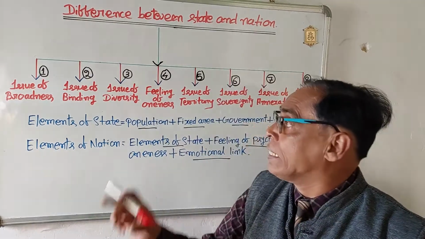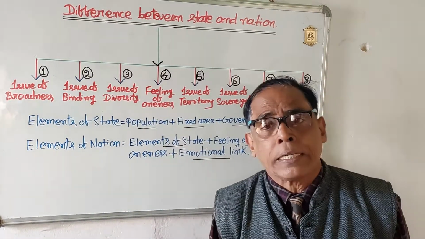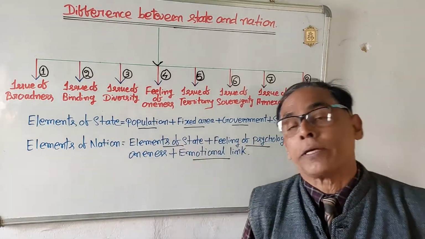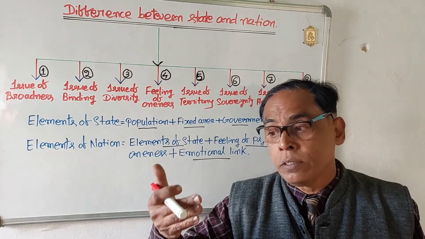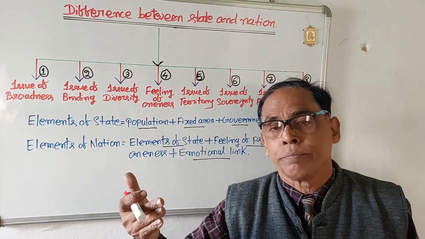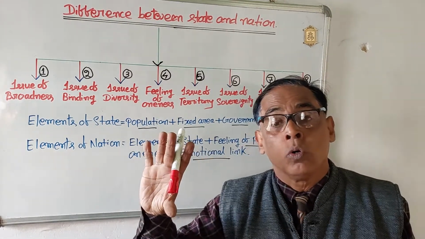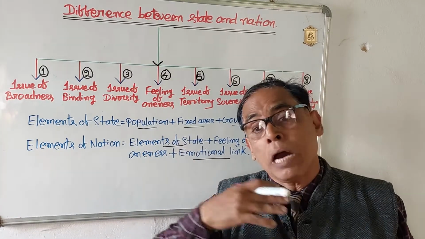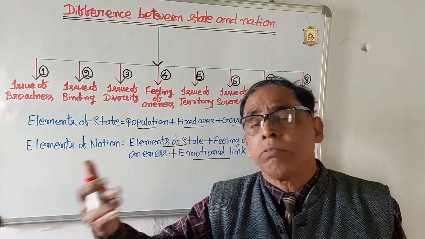Okay, viewers, till now we have completed 4 important distinctions between state and nation. Now we will go to the 5th one, issue of territory. On the issue of territory, nation and state are different. A nation requires no territory of its own. Without a permanent territory, a nation can be formed.